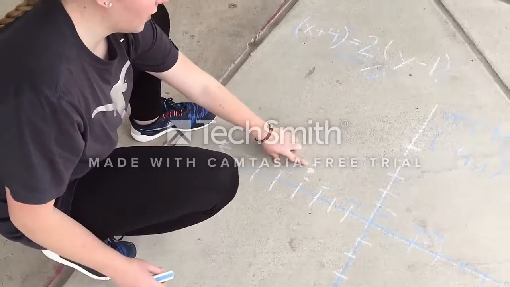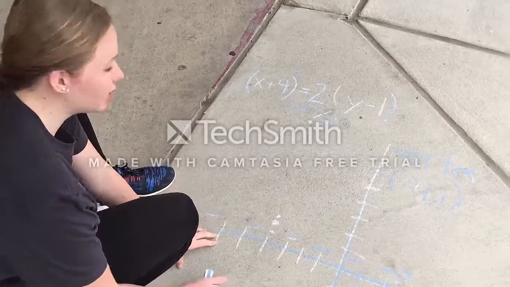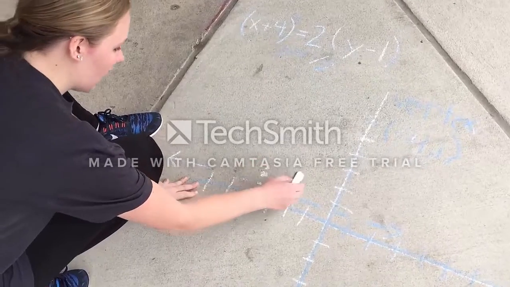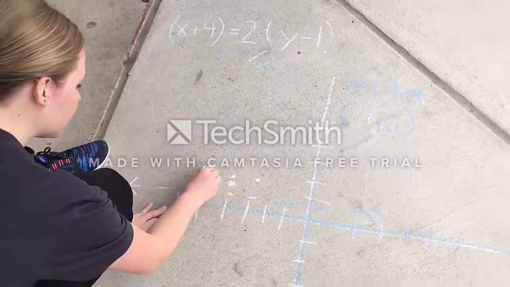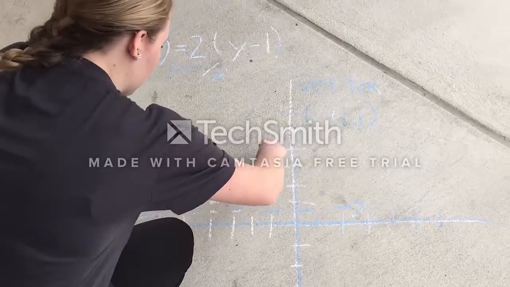We know this graph is going up because the p is positive. So now we're going to go 2p from the foci. So 1/2 times 2 is 1. 1/2 times 2 is 1. And graph our parabola.